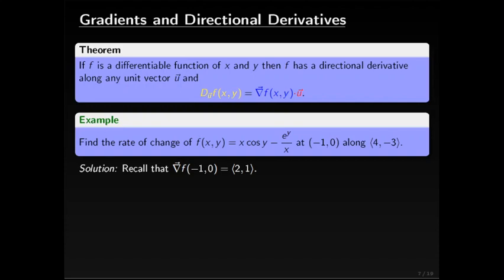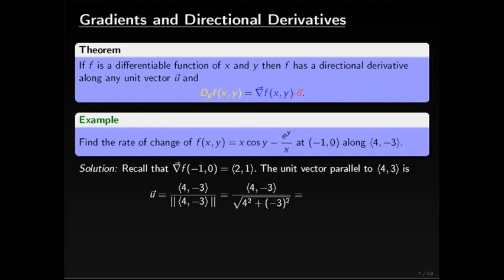Now we've seen that the gradient of f at the point negative 1, 0 is equal to the vector 2, comma, 1. But note that the given vector 4, negative 3 is not a unit vector. But we can normalize this vector by dividing it by its magnitude, which is equal to square root of 4 squared plus negative 3 squared. So the unit vector in the same direction as the given vector is equal to the vector 4 over 5, comma, negative 3 over 5.